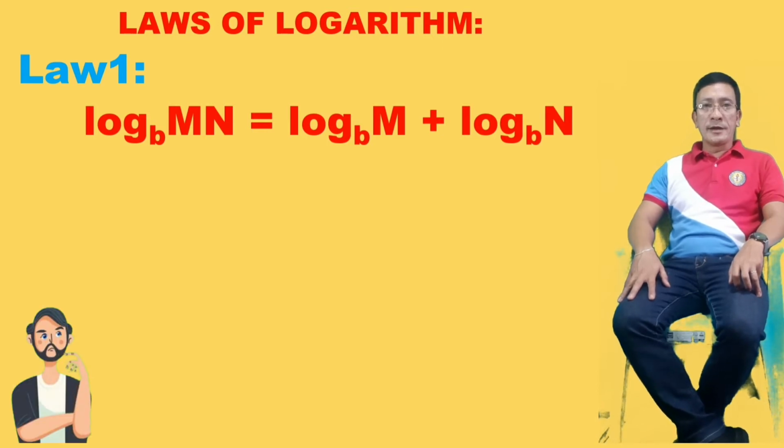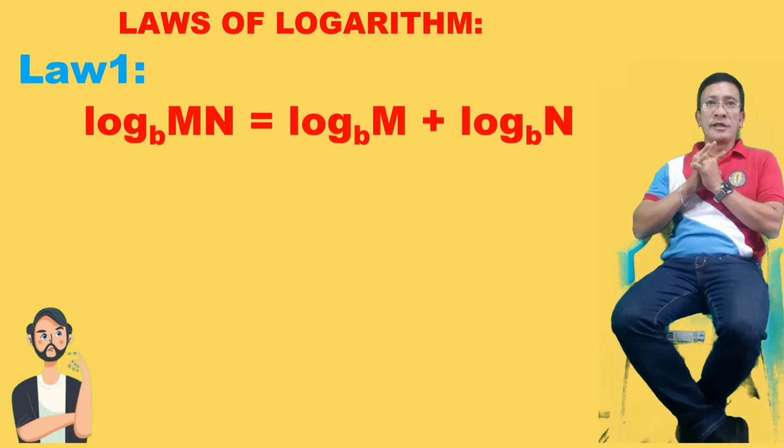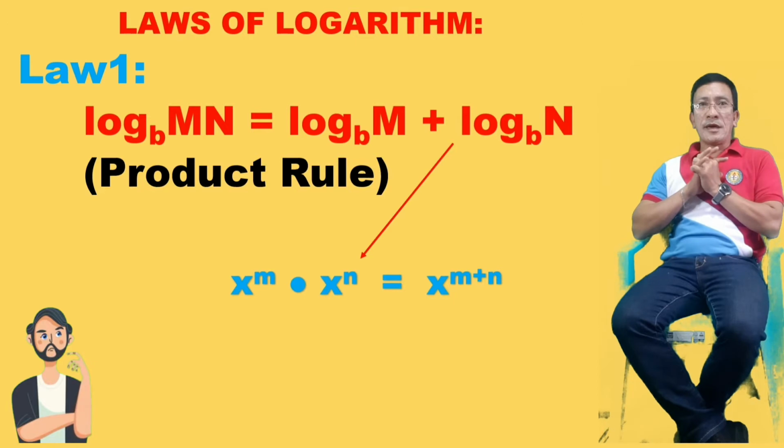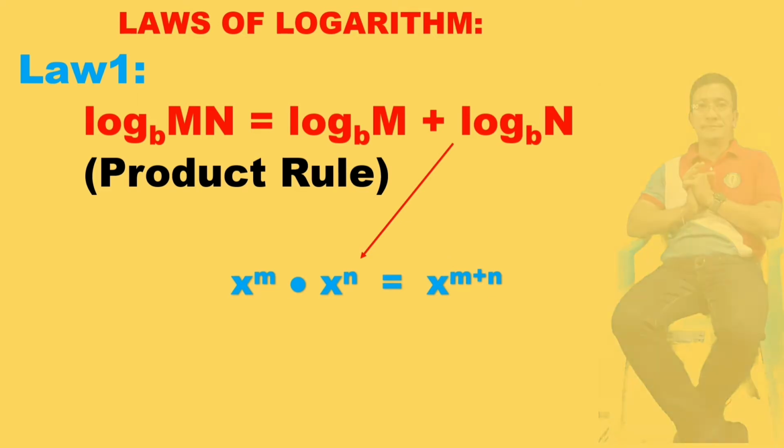Law number 1. The logarithm of mn with base b equals the logarithm of m with base b plus the logarithm of n with base b, or it is called the product rule of logarithm. And just because, as I said, logarithm is another form of exponent, the law came from the property of exponent: x to the m times x to the n equals x to the m plus n. If you will notice, to multiply exponents, we are just adding them. That's why in the first law, or the product rule, we add the logarithm of m and n.